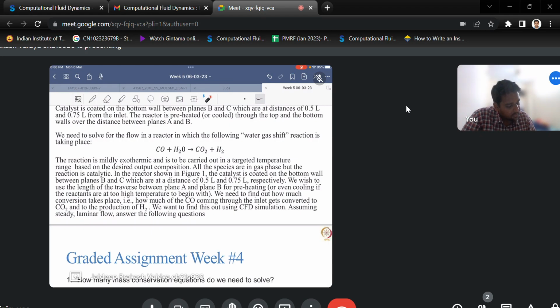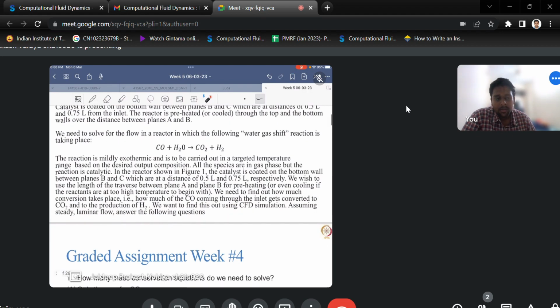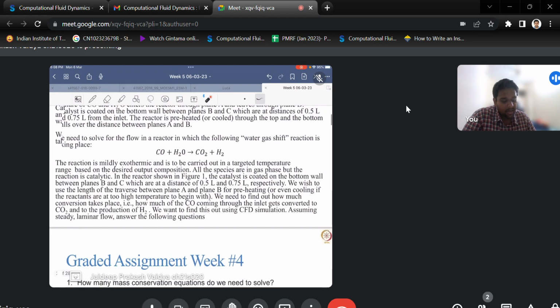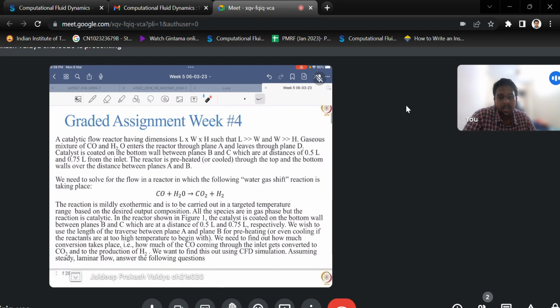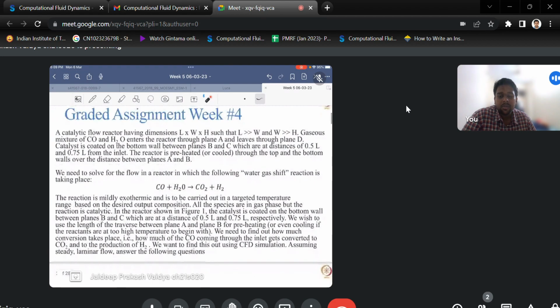To begin, we need to find out how much conversion takes place. So we are finding out the conversion, how much of the CO coming through the inlet gas gets converted to CO2 and to the production of H2. We want to find this out using CFD simulations, assuming steady laminar flow. Answer the following questions. So the question till now has not yet been asked. This is the problem statement that has been given to you. So maybe going through this will help us understand what is going on over there.